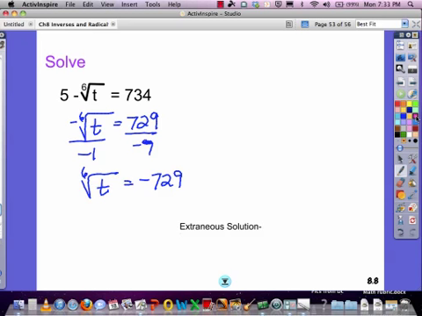So let's continue. Undo a sixth root with a sixth power. And if you undo that sixth power, we would get t equals. And if I have 6 negative numbers here, that's going to be a fairly big number. And it's a negative underneath, but taken to the sixth power would give me a positive. So that's a huge number.